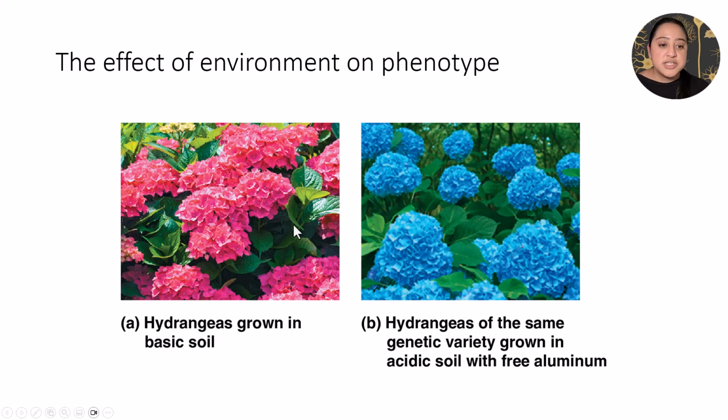So these different colors are not due to totally different alleles. It's that this same species and type of hydrangea grown in basic soil, if it was grown in acidic soil, would change the phenotype and be a totally different color. So that's how environment can also affect phenotype.